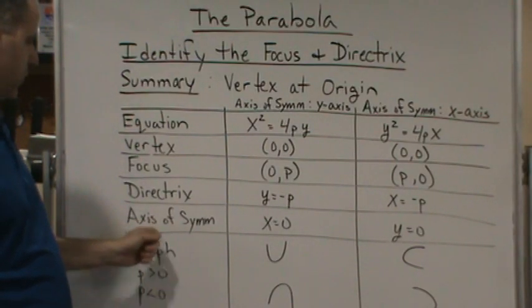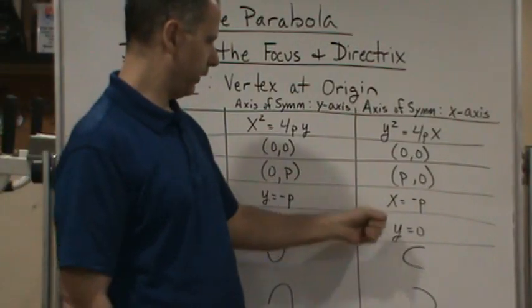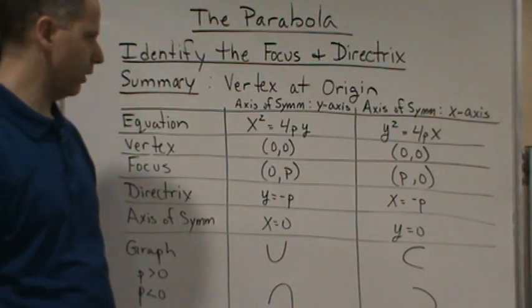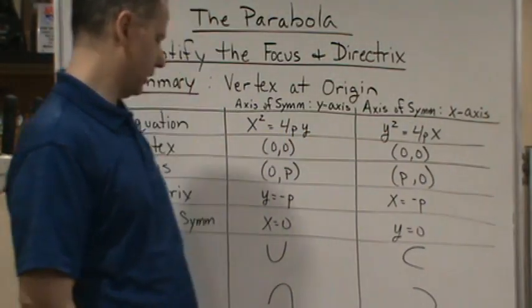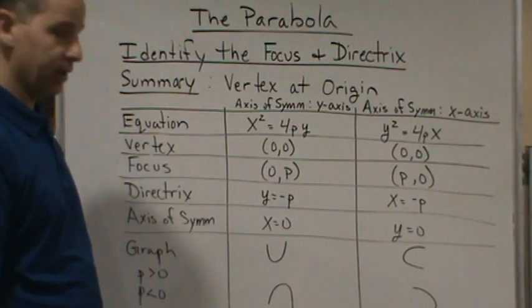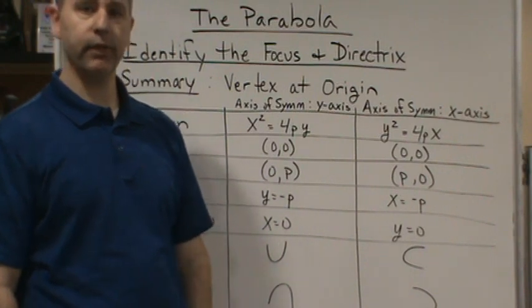And then the axis of symmetry is x equals 0, which is the y-axis. And over here, the equation for the axis of symmetry is y equals 0, which is the x-axis. And then as far as the graph goes, I didn't graph all the details. Again, pay attention to those in the way I graphed them in the previous videos.